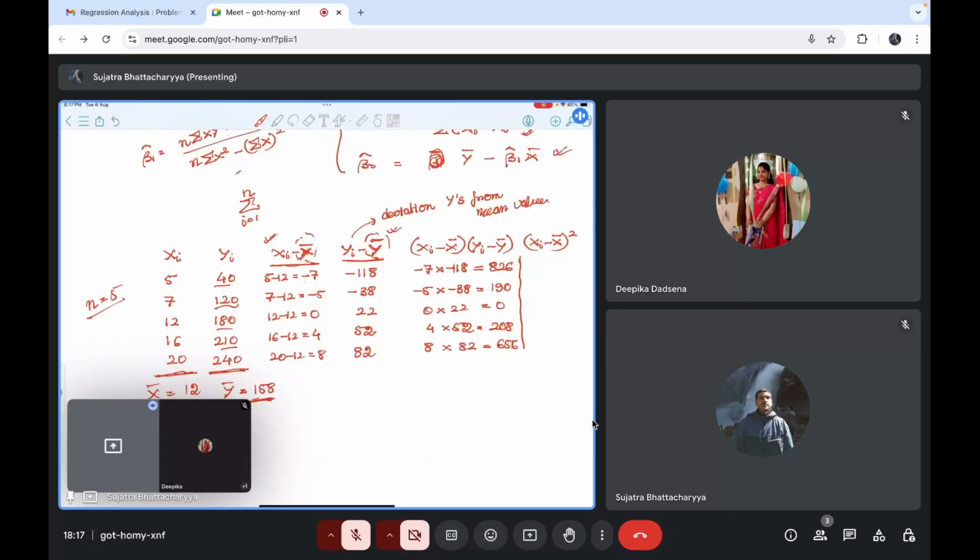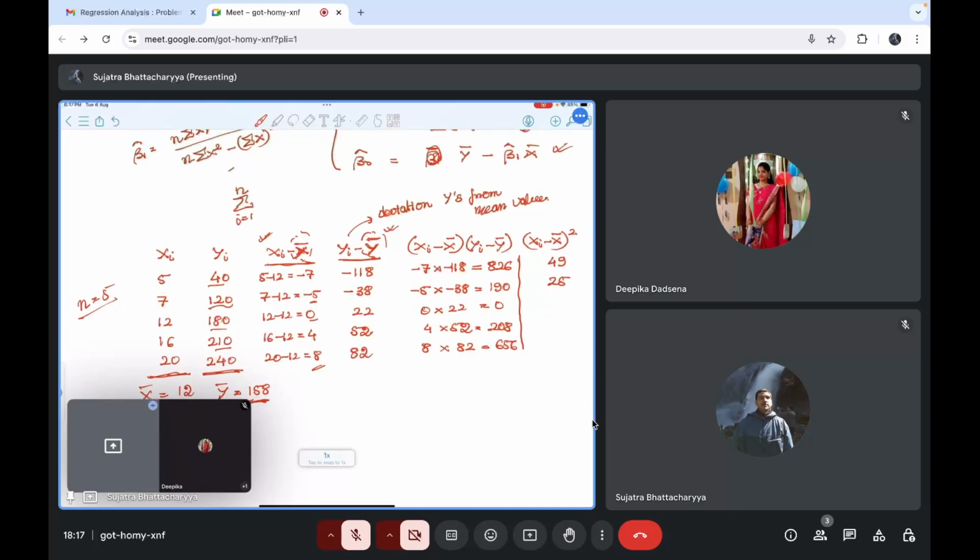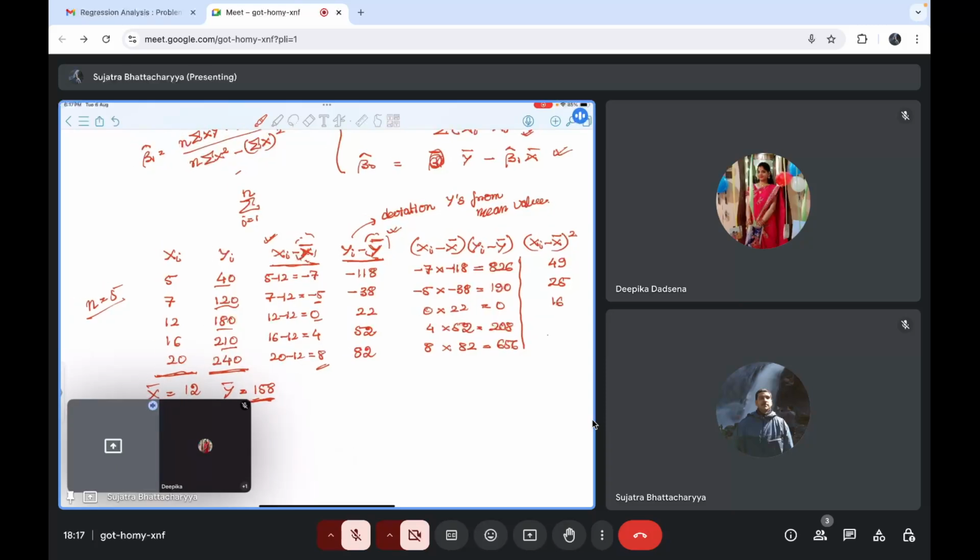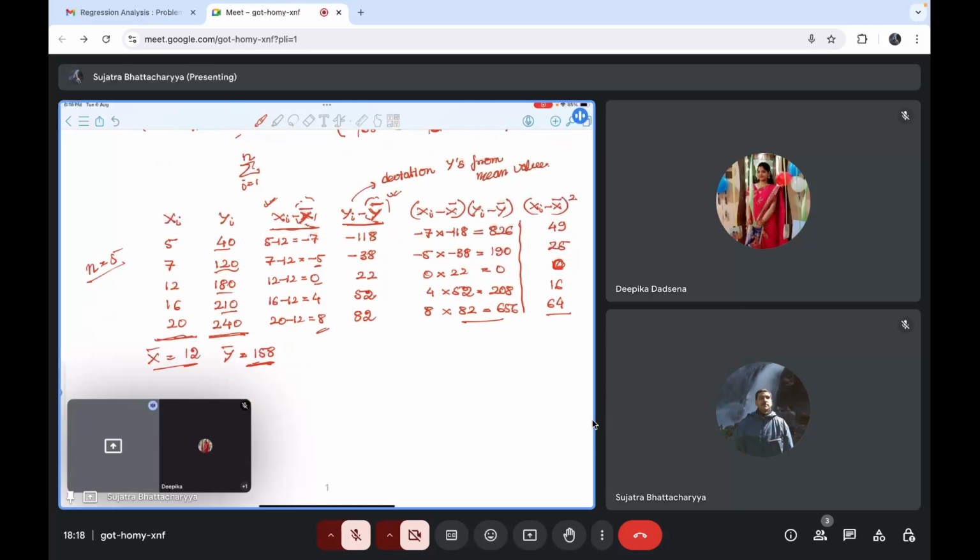So xi minus x bar is already calculated. Now we have to square each and every value. So it is minus 7 squared, which is 49. Minus 5 squared is 25. 0 squared is 0. 4 squared is 16. 8 squared is 64. That's all. So xi minus x bar whole square is also calculated. Now everything is done. We need to sum this and sum this, and then we divide. That's the answer.